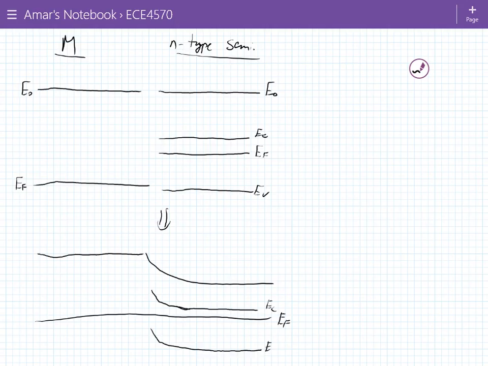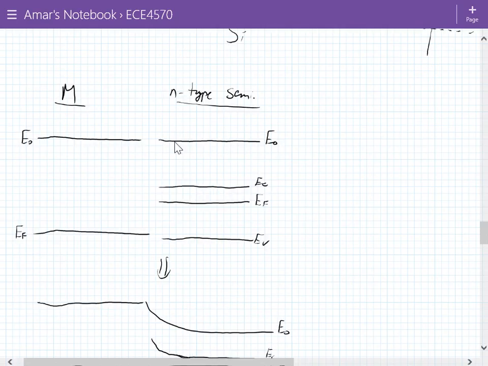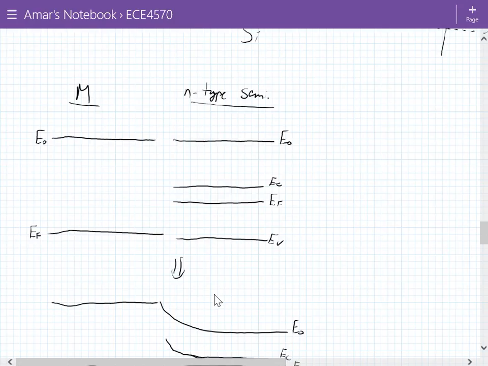Not a great diagram, but you get the idea. Now, when you initially bring the two materials together, the E0 levels match up rather than the Fermi levels. You can see that the Fermi levels are at two different points at this point.